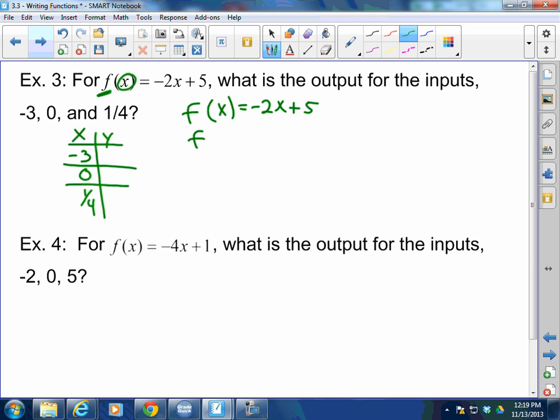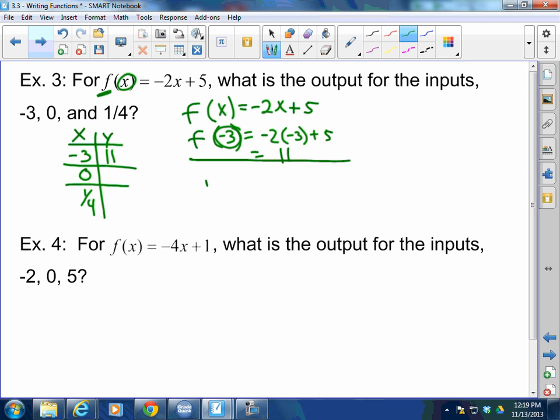So I'm going to first find, remember, I'm working with f of x equals negative 2x plus 5. So I'm going to find f of negative 3. What is the only thing I'm doing here when I put a negative 3 in that x? What does that mean I replace the x with? Negative 3. So negative 2 times negative 3 plus 5, that's going to be 6 plus 5, which is 11. So when x is negative 3, y is 11.